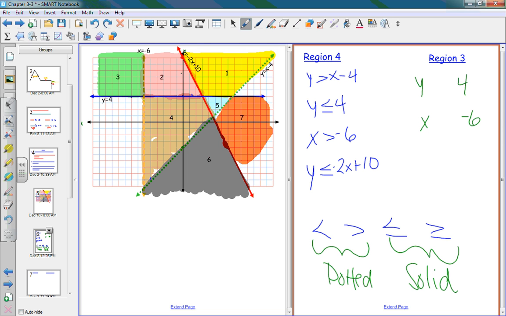Now, if I'm at y equals 4, is it solid or dotted? Solid. Is it above it or below it? Above it. So what's that going to be? Greater than or equal to. What about section 6 here, or x equals -6? Solid or dotted? Dotted. Above or below? Below, so what's that mean? This makes up region 3.